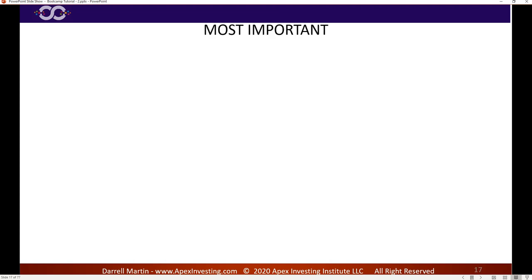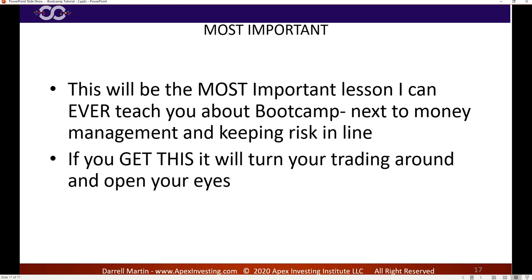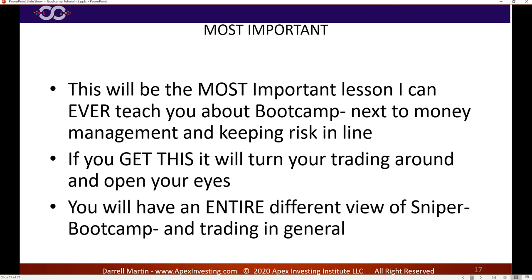So, most important thing. This will be the most important lesson I can ever teach you about Bootcamp, next to, you know, money management and keeping your risk in line. But if you get this part we're about to cover here, it will turn your trading around and open up your eyes. Okay? You will have an entirely different view of Sniper and Bootcamp and trading in general.